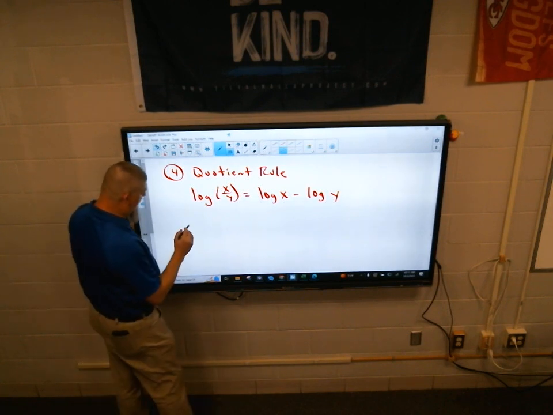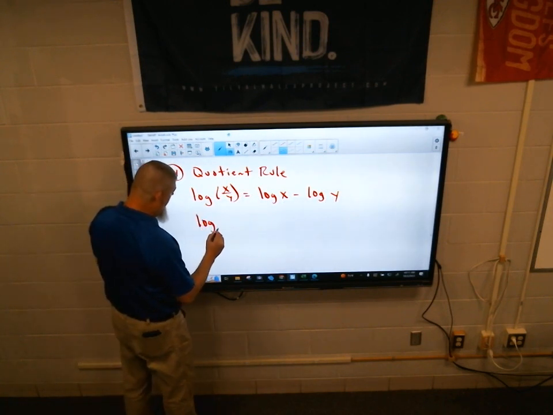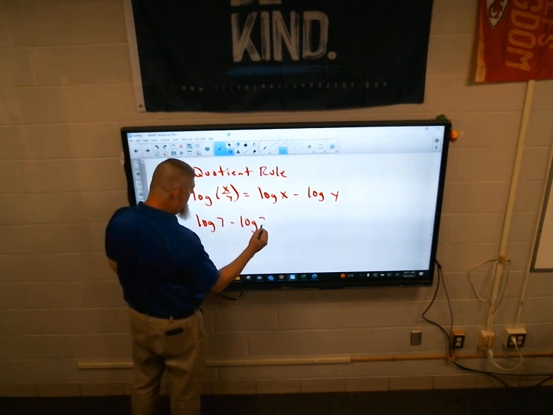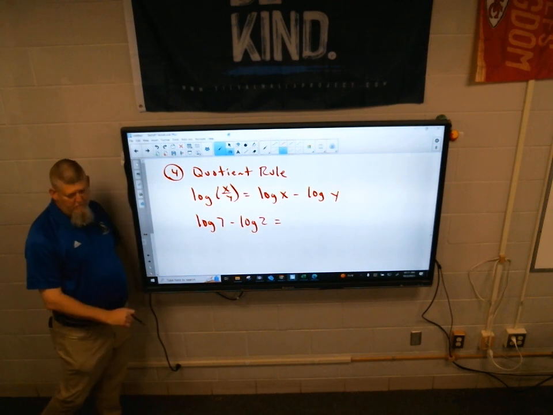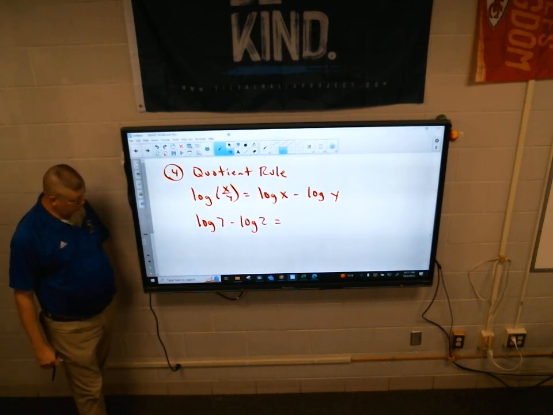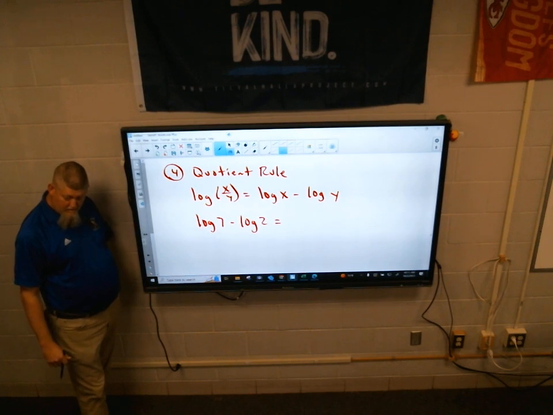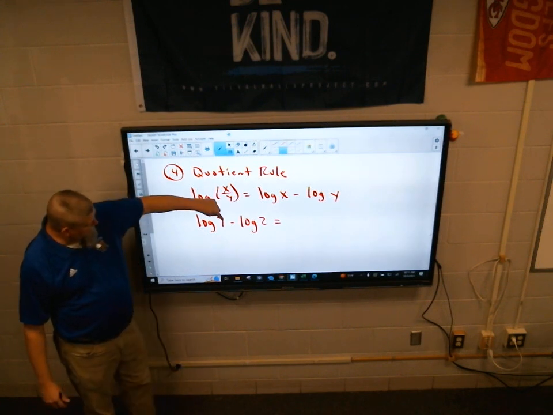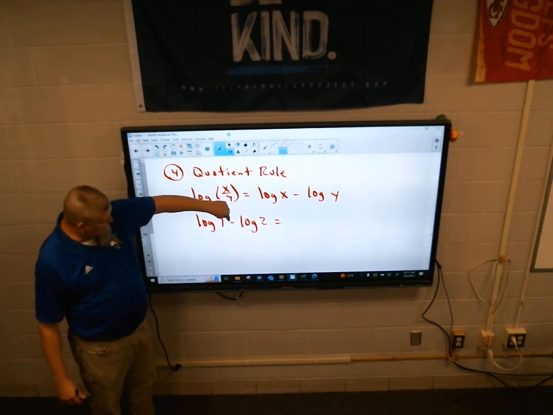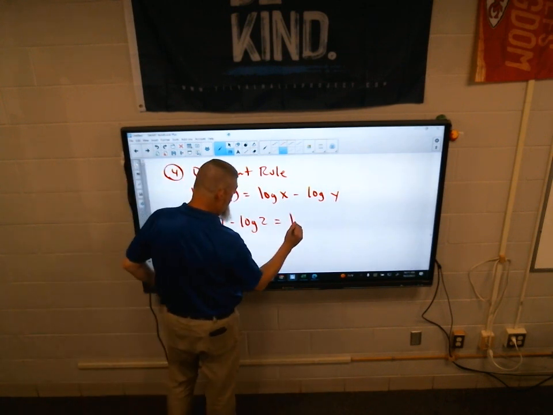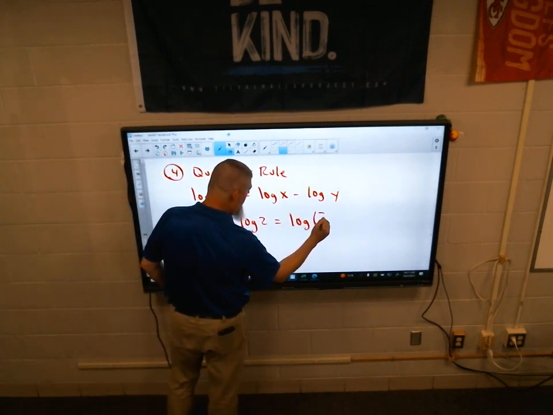So let's reverse it. If I had the log of 7 minus the log of 2, what would that be equal to? Wait, so the order does matter since you have... Absolutely. Whatever the negative sign is in front of, that number goes to the denominator. So log 7 over 2.